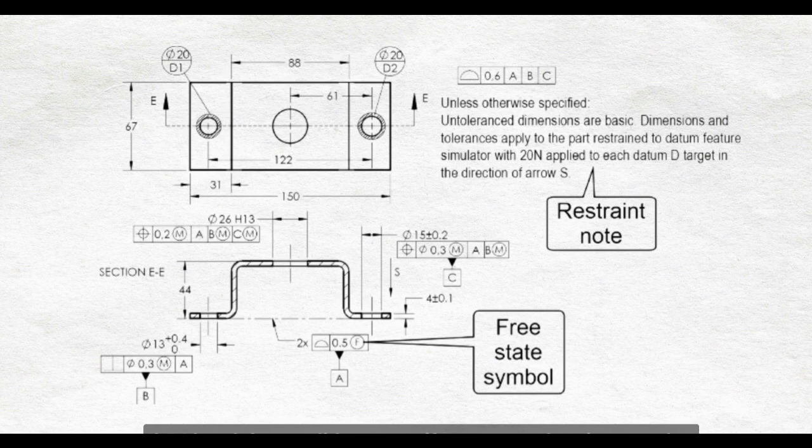Even if restraint is specified for a part throughout the drawing, it is possible to specify a geometric tolerance that applies only to the part in its free state. This can be indicated by using the free state symbol following the tolerance and its modifiers. When the free state symbol is used, the specified tolerance should be verified without any external restraining forces applied to the part. This ensures that the dimensional requirements are met when the part is unconstrained and in its natural or relaxed state.